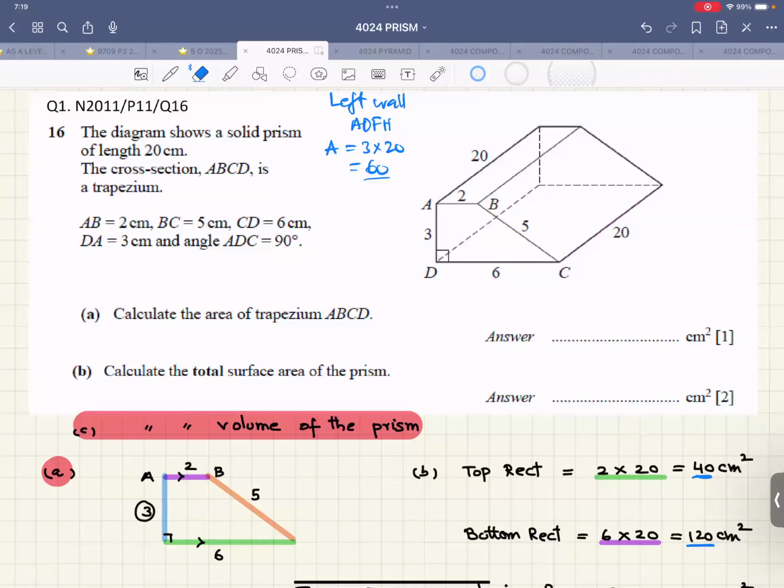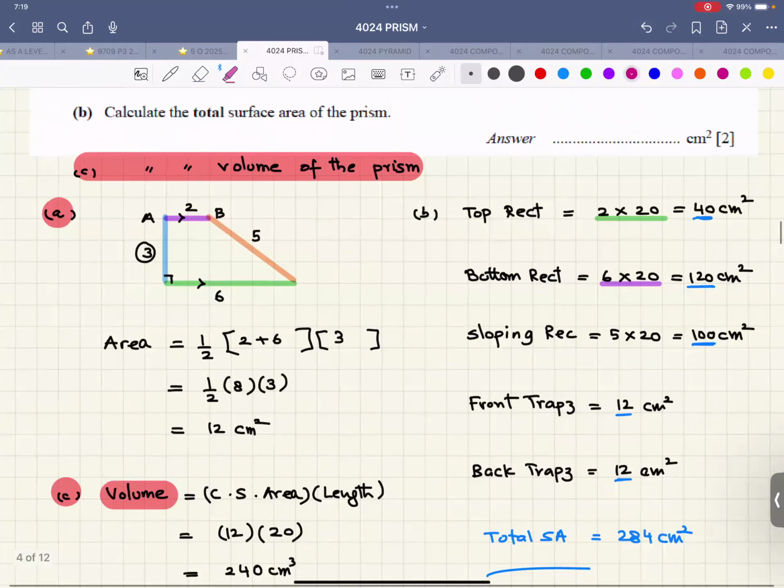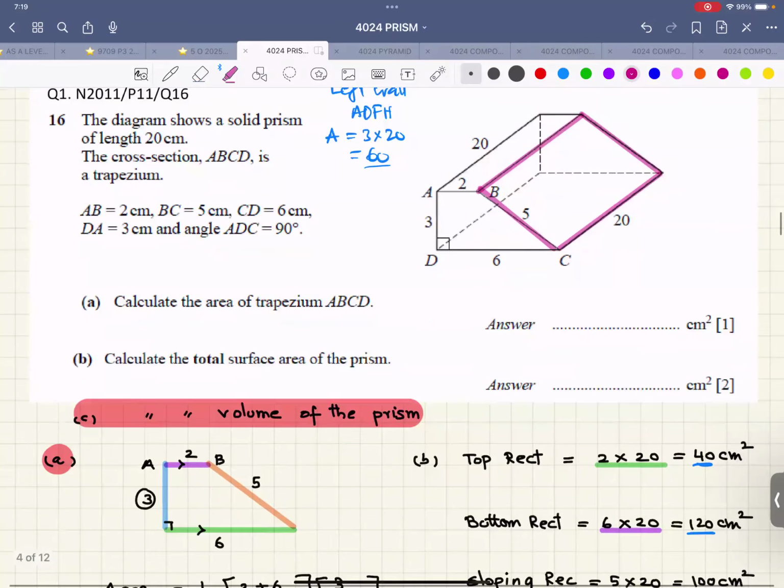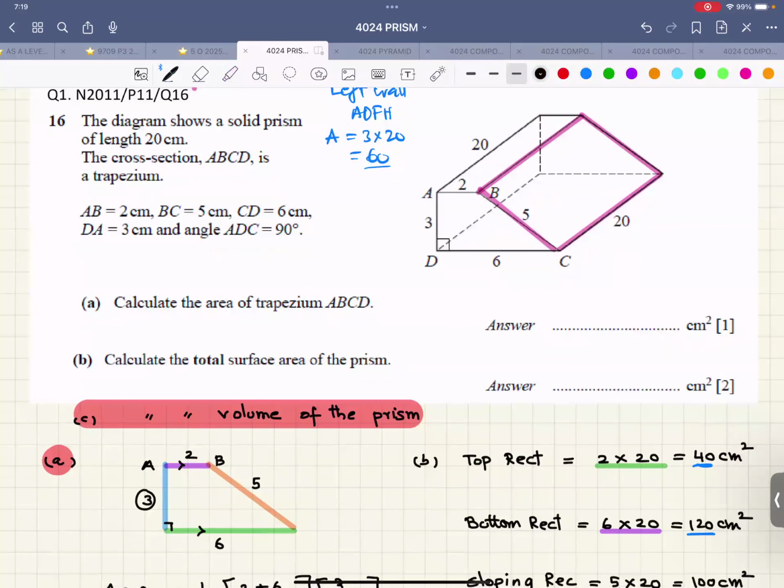Now, what is left? What about this face? Yes, this one. This rectangle over here, this one. The sloping face. That is 5 is this one. This is 20. So 5 into 20, that is 100. And left wall, this left wall was missed out. Left wall, that is area is equals to 3 into 20, which is 60 centimeters square.